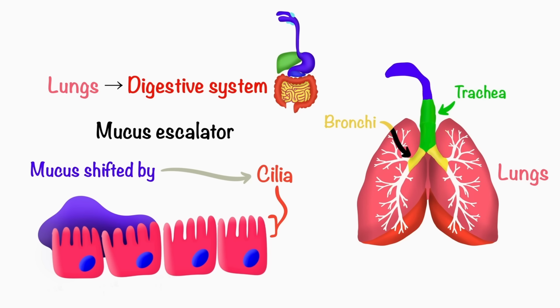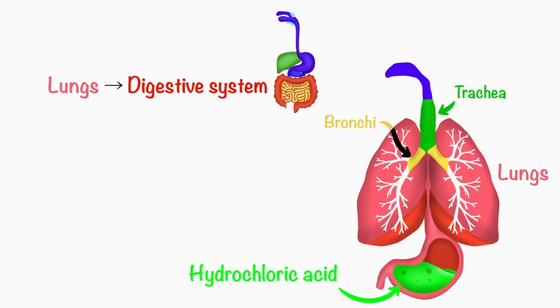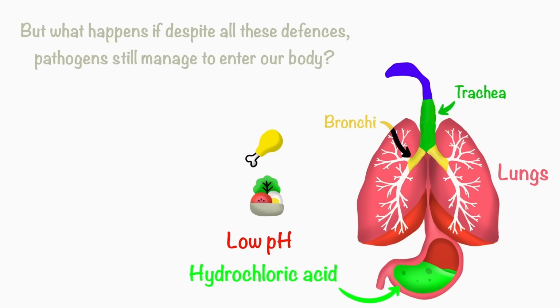Speaking of our digestive system, the stomach produces hydrochloric acid, which creates a very low pH environment. This acidic condition kills many pathogens that might be present in our food or drink. But what happens if, despite all these defenses, pathogens still manage to enter our body? This is where our immune system comes into play.